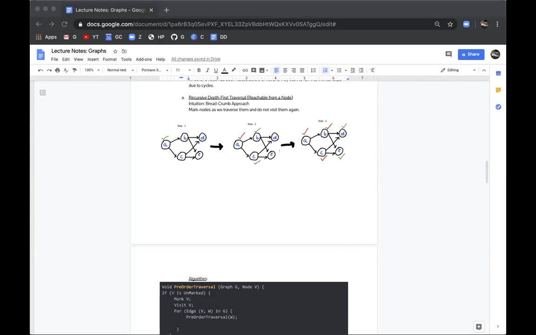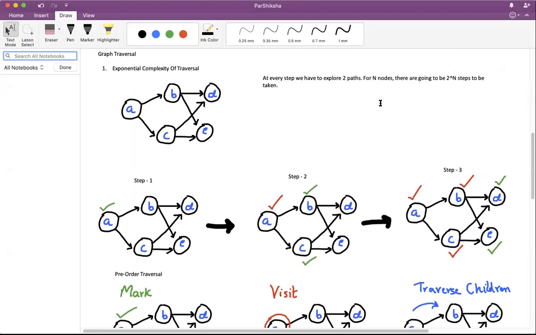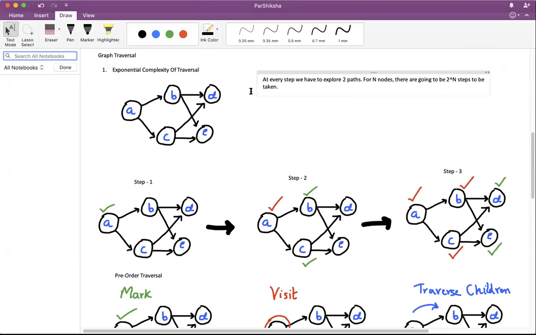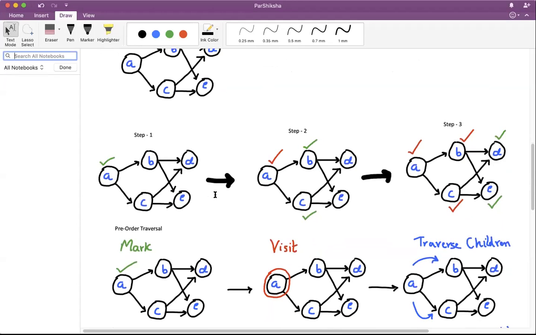So I'll just quickly jump here and try to show this as an example. Let me see if this is being shared or not. Okay. So let's say this is the graph. I hope you are able to see it. This is a graph with A, B, C, D, and E, and you want to traverse this graph but avoid the exponential traversal complexity.